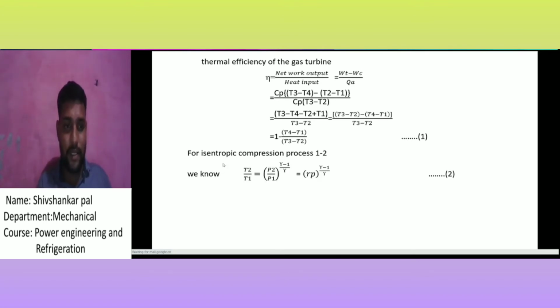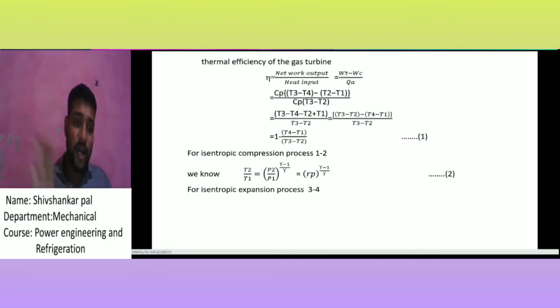We know T2 by T1 is equal to (P2 by P1) to the power (gamma minus 1) by gamma. And you also studied in the Otto cycle that P2 by P1 is the compression ratio, which is denoted by Rp. So take Rp to the power (gamma minus 1) by gamma. Next, our expansion process is also an isentropic process, that means an adiabatic process.